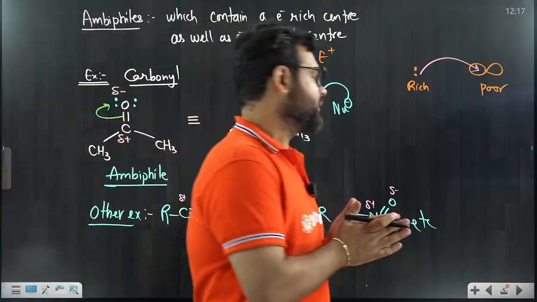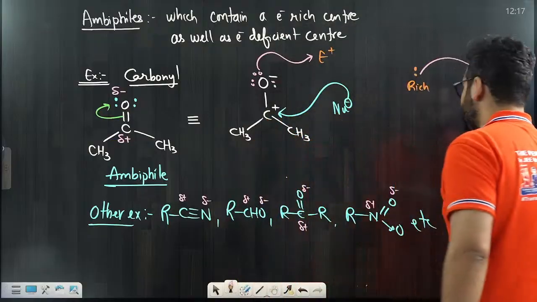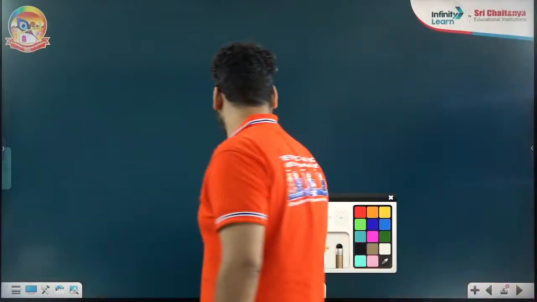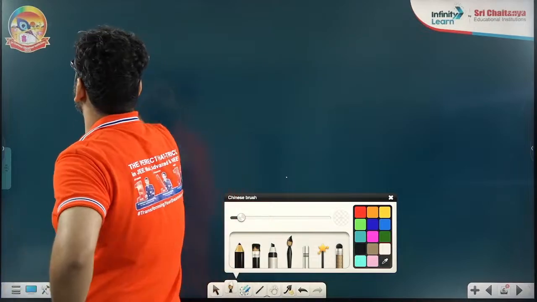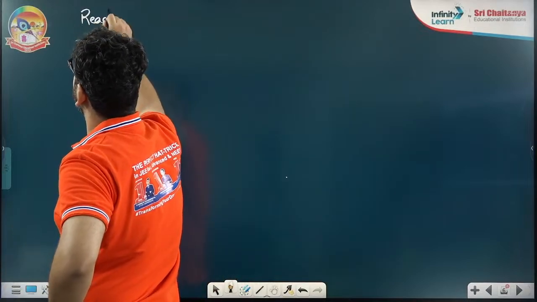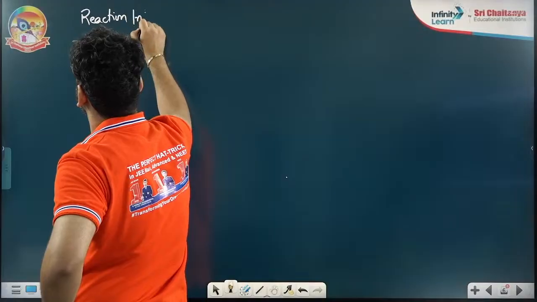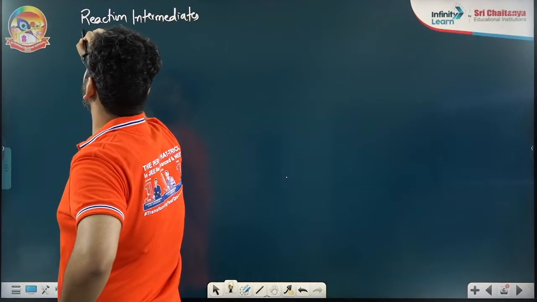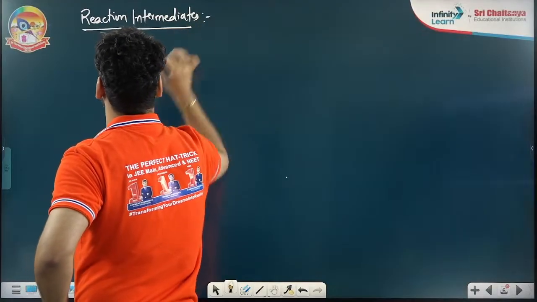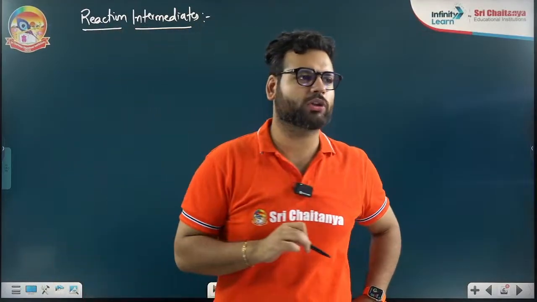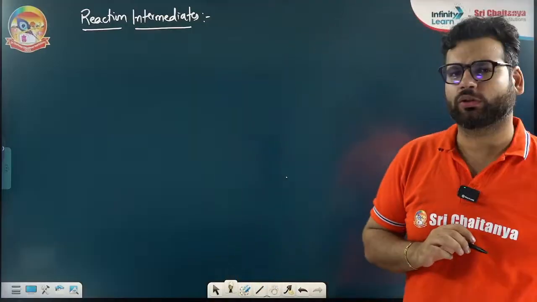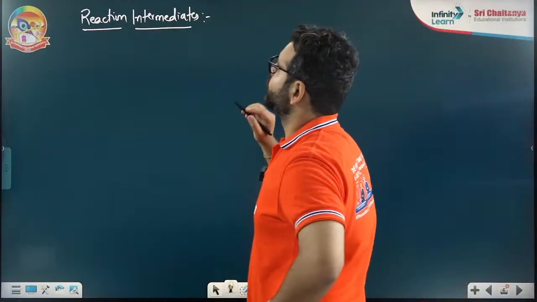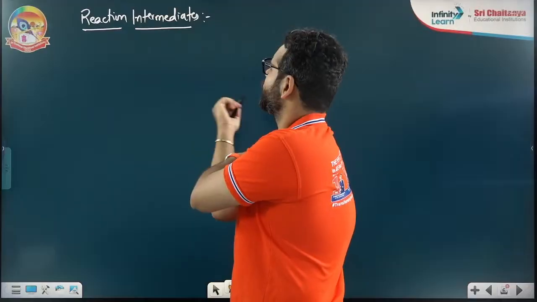So, I hope this part is clear. Now let us go to the next topic, which is going to be reaction intermediates. Uttarakhand. Okay, yes, Rawat are from Uttarakhand as well. So, reaction intermediates, let us talk about them.